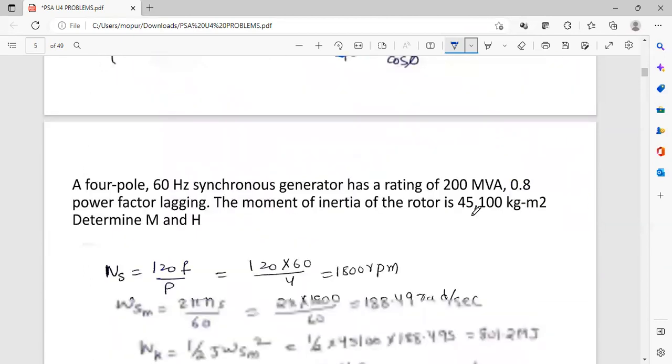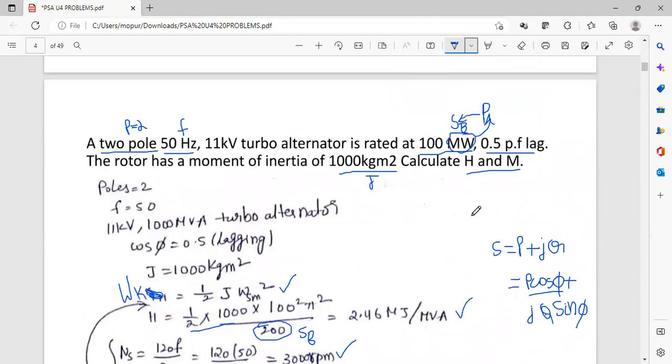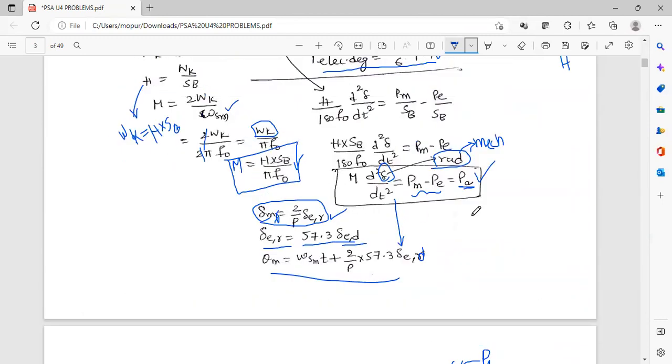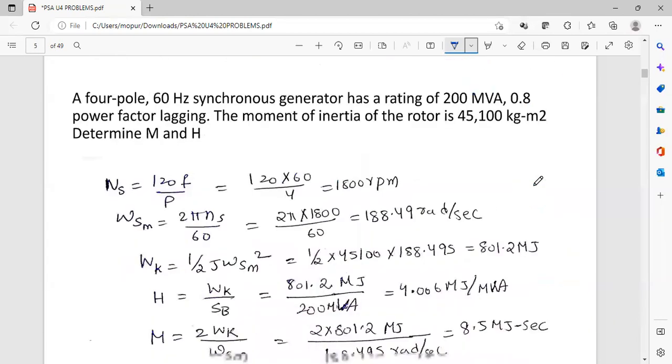Similarly, you can find the value of M also. To find the value of M, what is the formula? M is equal to 2WK by omega Sn. We know WK and we know the value of omega Sn. So you can find the value of M also. So this is a small problem in the swing equation. Now let us see the next problem.